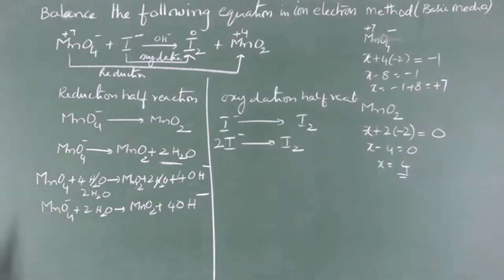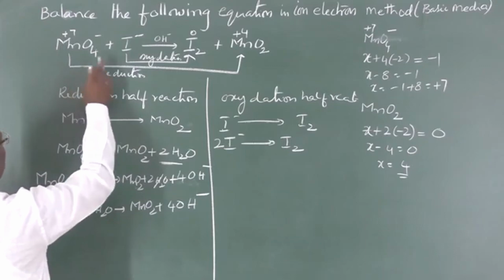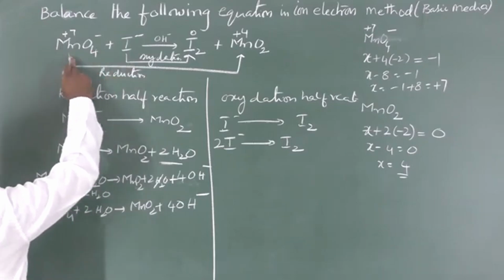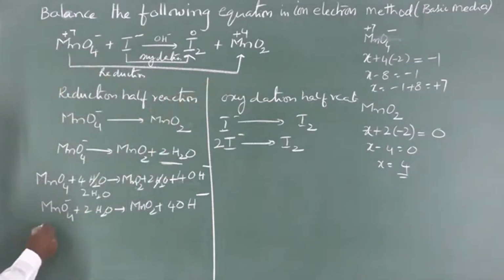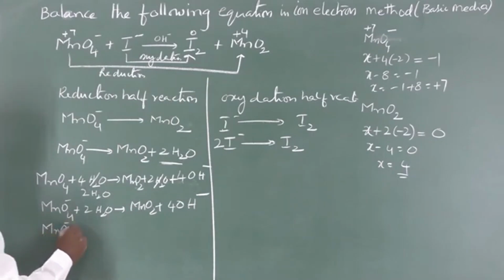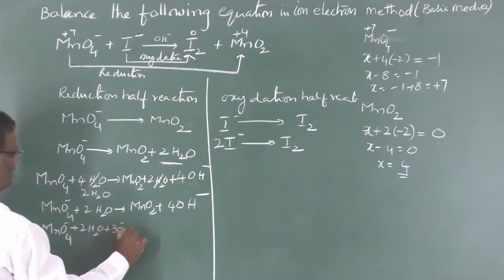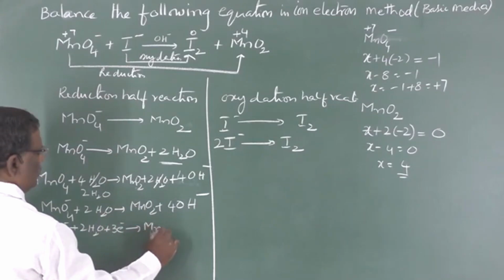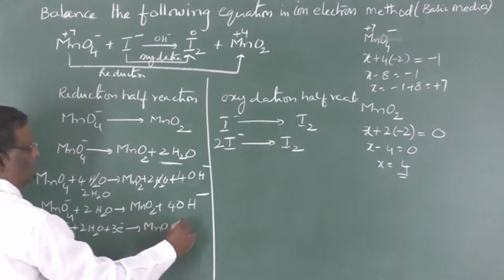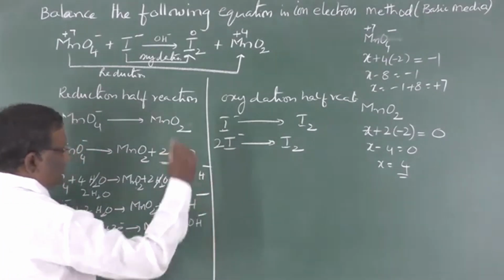Now hydrogens are balanced, oxygens are balanced. Now we have to represent electrons. So here in this reduction reaction, the change of oxidation state is from +7 to +4. That means 3 electrons are absorbed. Only 1 manganese is there. MnO4 minus plus 2H2O plus 3 electrons gives MnO2 plus 4OH minus.